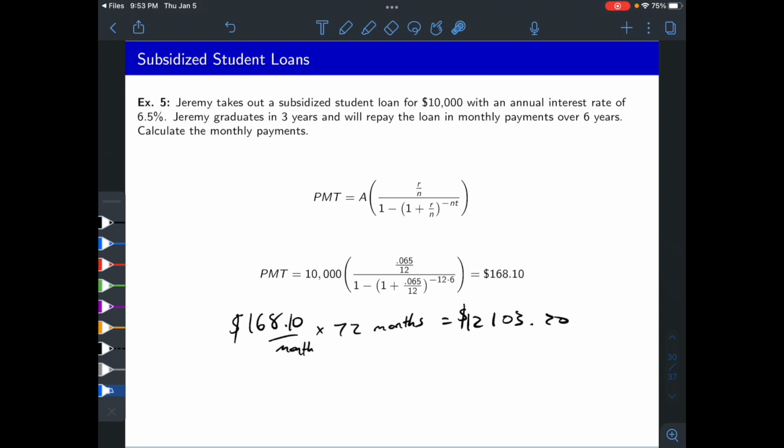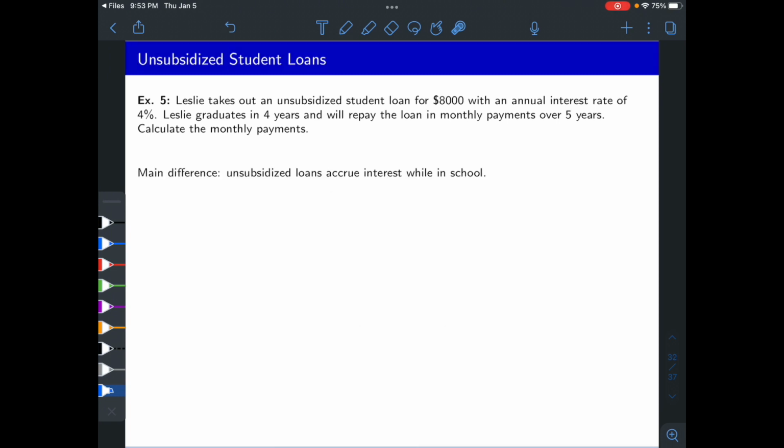Because if you were to add that interest he would pay if he wasn't paying anything over those years, I'm just doing a basic computation using simple interest, which is technically incorrect, but I'm just doing a reality check to make sure that these numbers are kind of checking out. Anyway, moving on. Let's do unsubsidized loans.